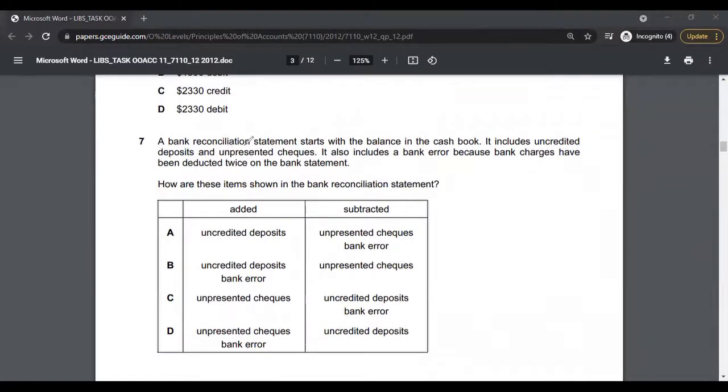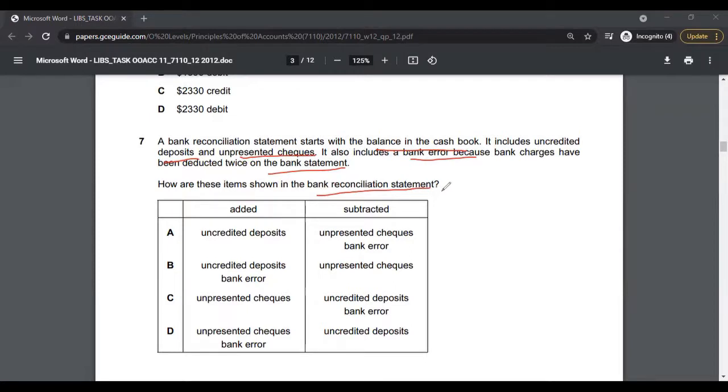Multiple choice 7. A bank reconciliation statement starts with the balance in the cash book. It includes uncredited deposits and unpresented checks. It also includes a bank error because bank charges have been deducted twice on the bank statement. How are these items shown in the bank reconciliation statement?